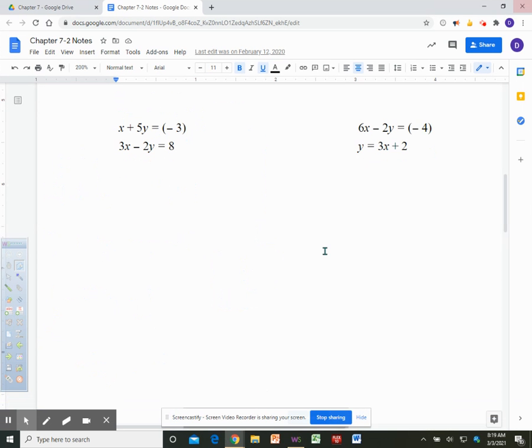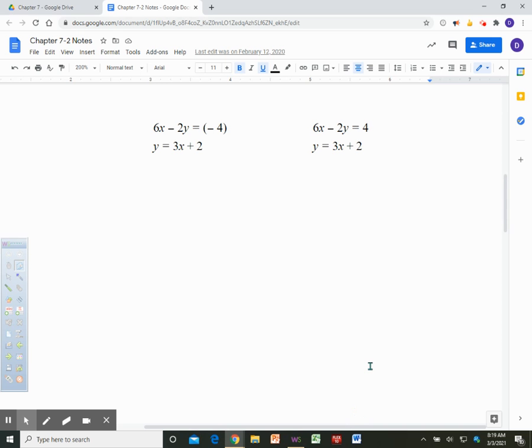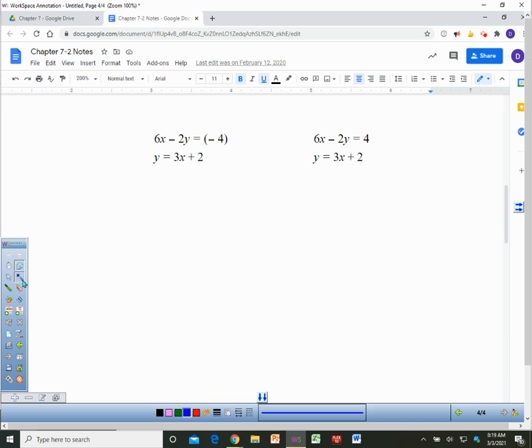Okay, got 2 more to do. So, step 1, solve one of the equations for x or y. Do I have that done for us? Do I have an x equals somewhere or a y equals somewhere? Yes or no? Yes, bottom equation. So every time I see a y, what am I going to change it to? 3x plus 2. So we go 6x minus 2 times 3x plus 2 equals negative 4.